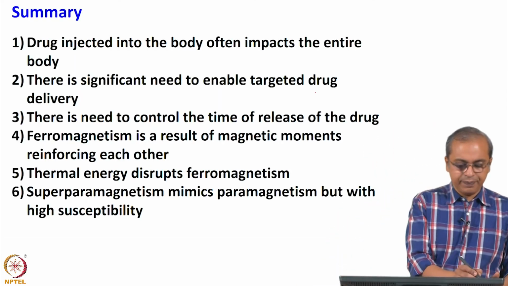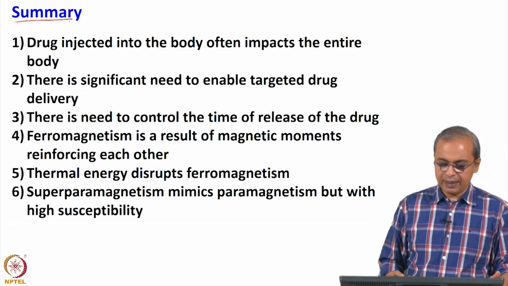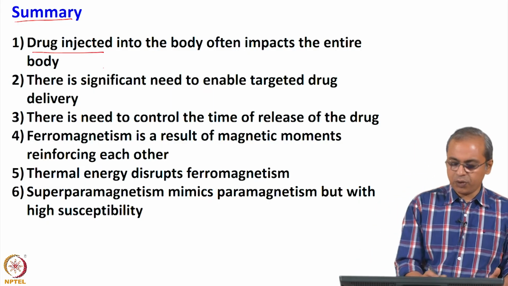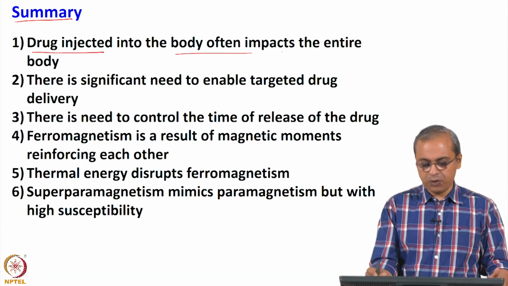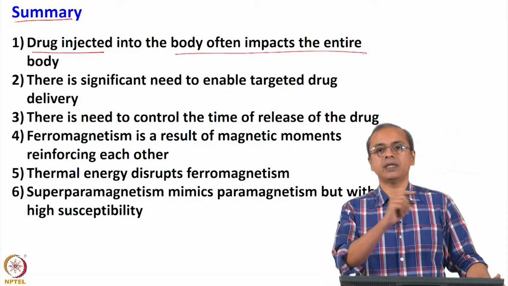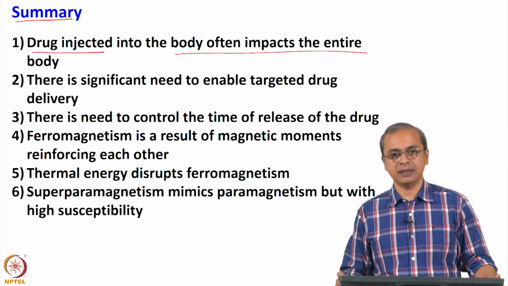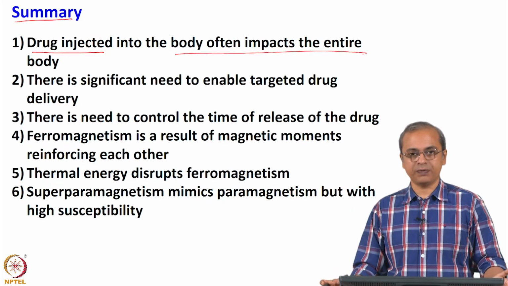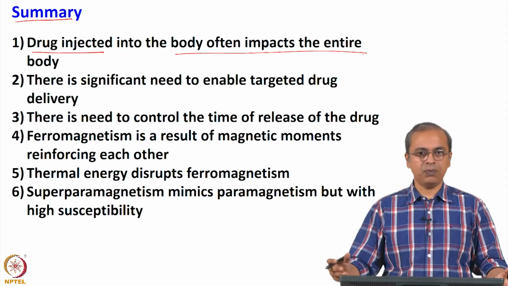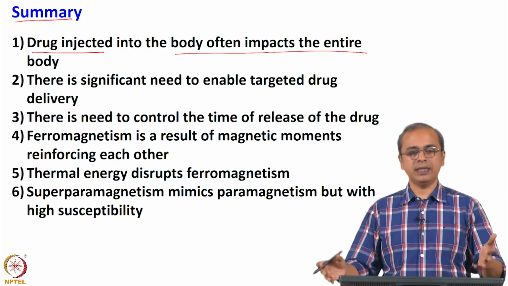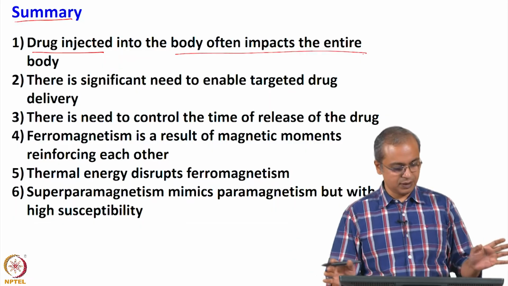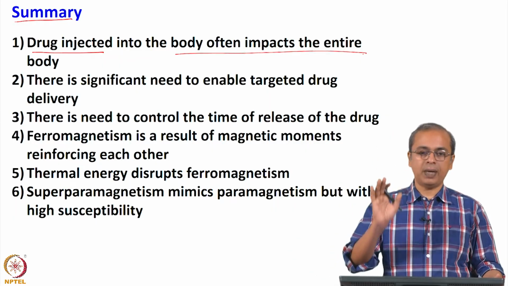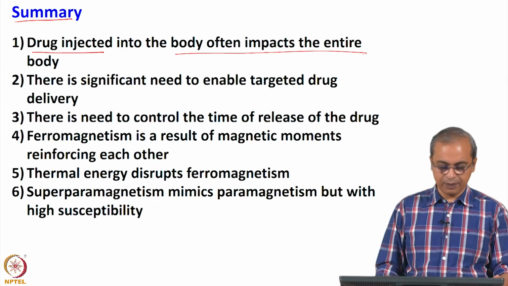So, in summary, we began by looking at the idea that a drug injected into the body often impacts the entire body, and often that is not a desirable condition. It is not desirable for a medicine to impact all of the rest of our body, because that is exactly what is referred to as a side effect, and mostly side effects are undesirable. So, this is what we do not want. We want the medicine to act only at that particular place.